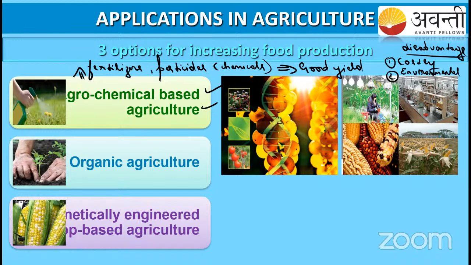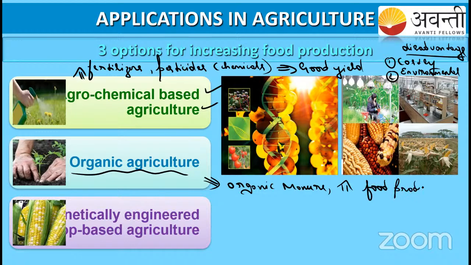Then the second thing is organic agriculture. How do we do organic agriculture? We use organic manure, thereby increasing food production. For example, we can use cow dung as a fertilizer. But what happened? Organic agriculture does not give more yield. So we require some other solution, right?